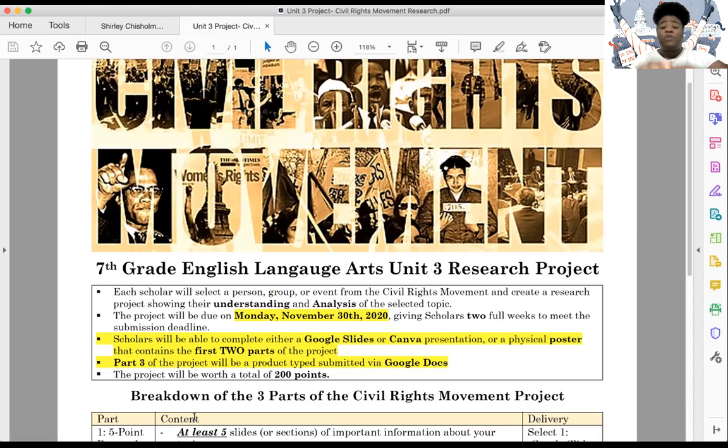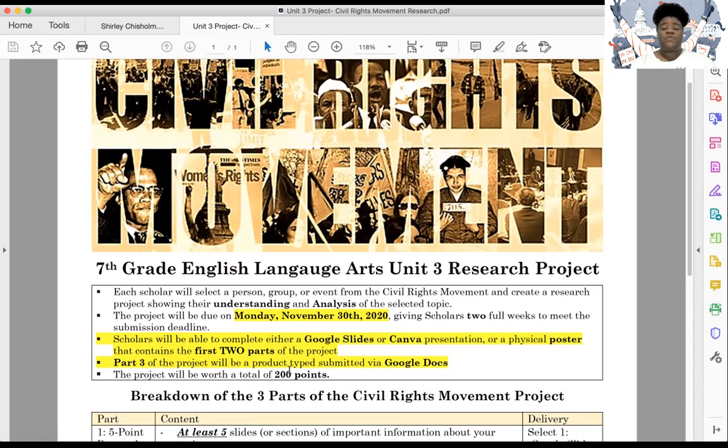So only the first two, listen, only the first two parts of the project need to be on either your poster or your presentation. That is because the third part of the project, as I will model, needs to be its own Google document, okay? Do not try to put your third part or part three on your poster or on your Google Slides. It needs to be a Google document shared with me via email.